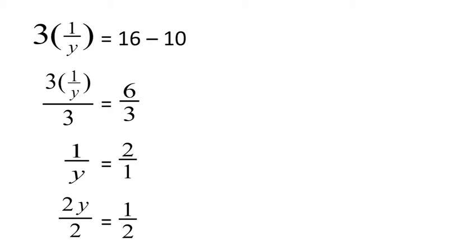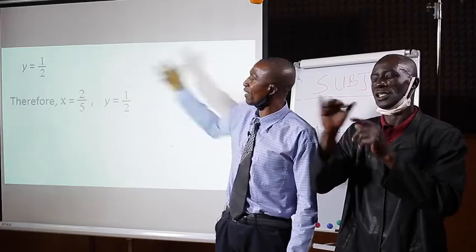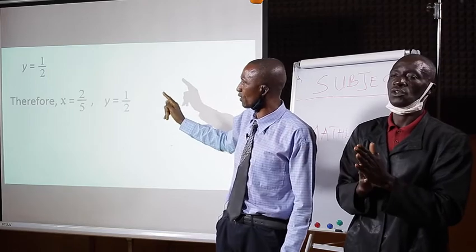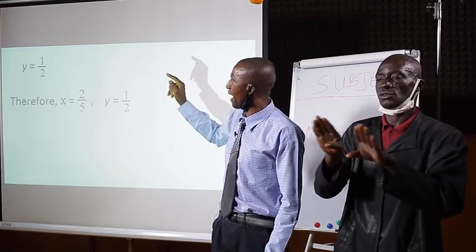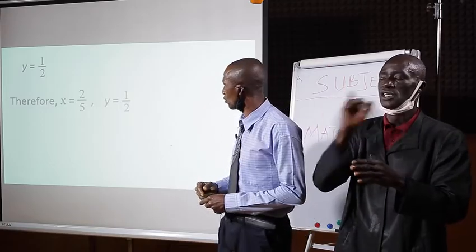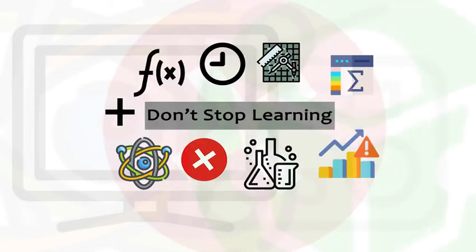2 divided by 2, the answer is 1. And 1 times y, the answer equals to y. And of course, my right remains 1 over 2. Conclusively, my x equals to 2 over 5, and my y equals to 1 over 2.